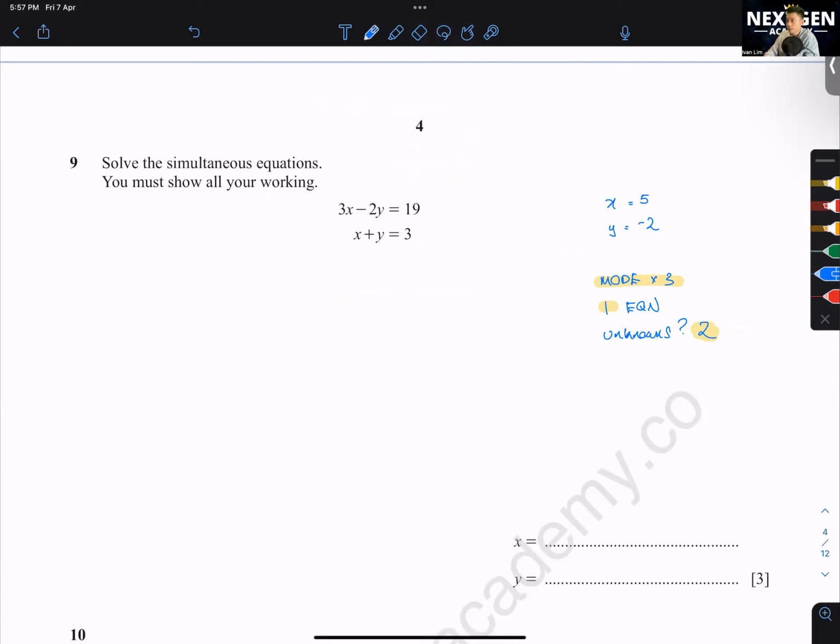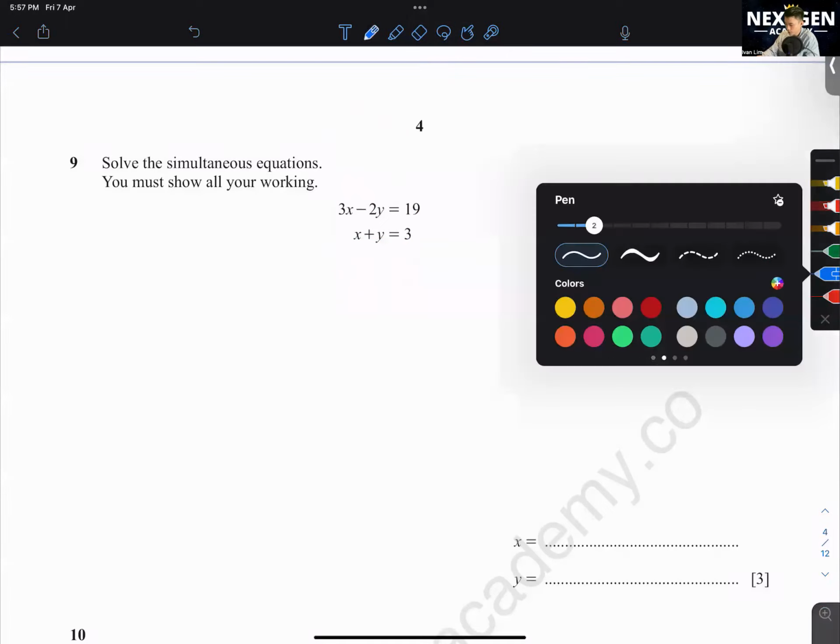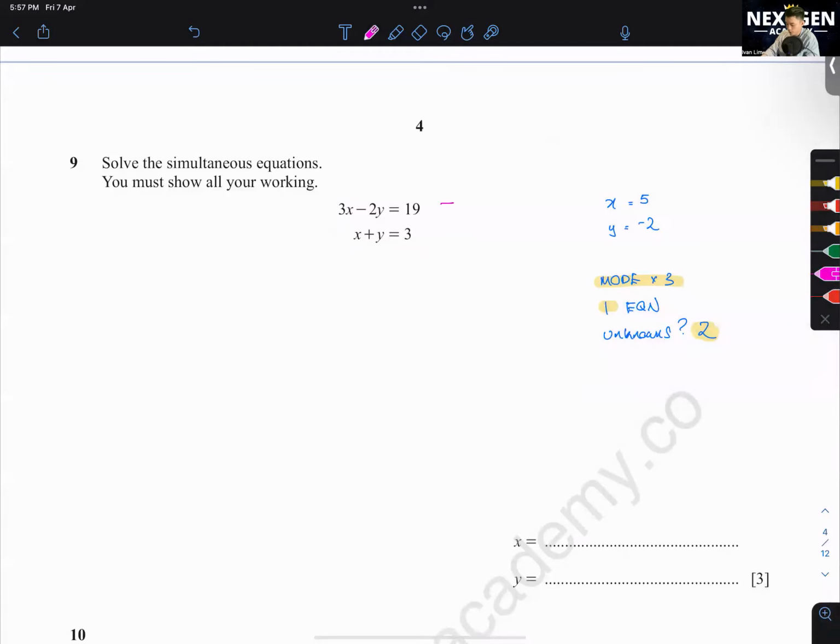Okay, I'm gonna do elimination because elimination will be shorter. Okay, so what do I want to eliminate? I will eliminate 2y. Okay, I want to eliminate y. So I'm gonna multiply equation 2 by 2.